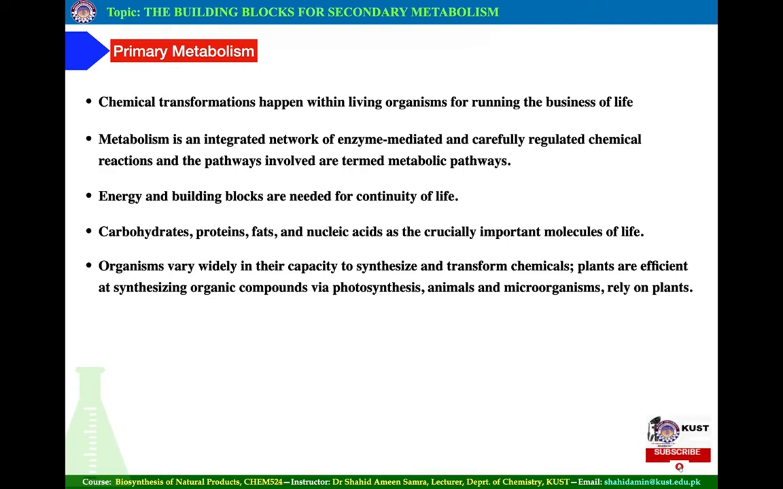Organisms vary widely in their capacity to synthesize and transform chemicals. For example, plants are efficient at synthesizing organic compounds via photosynthesis. That is a peculiar process that is special for plants, which are also called producers, because they can produce the molecules that are needed for their daily life themselves. But animals and microbes cannot produce their food themselves, so they have to rely upon plants for their food.